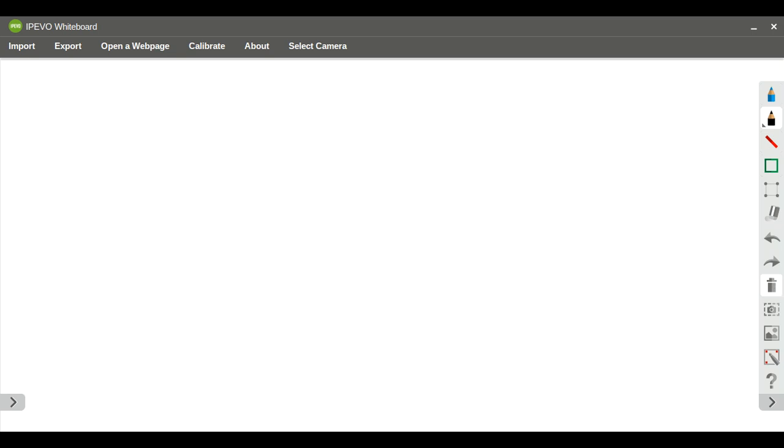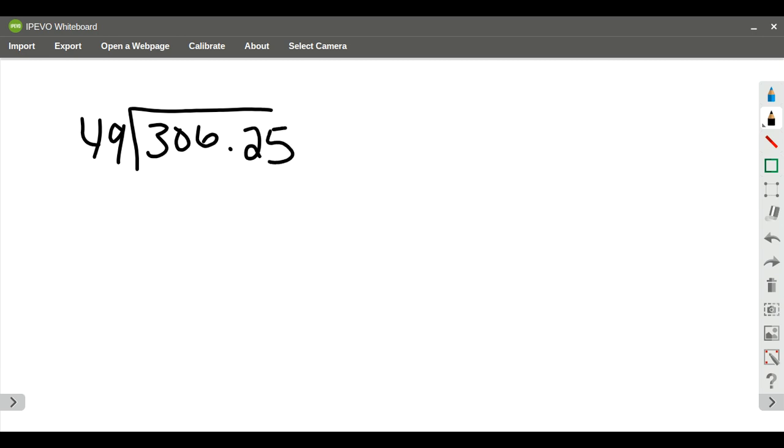Alrighty. If we take a look at number 3, so we're actually going to do some work with some division. So I'm going to take 49 and I'm going to divide that into 306 and 25 hundredths. So the first thing I need to do is I need to bring my decimal straight up. So the decimal is always the first thing I do when I divide decimals. I want to get rid of that decimal so I can treat it like regular division and use that algorithm that we learned in the previous topic.